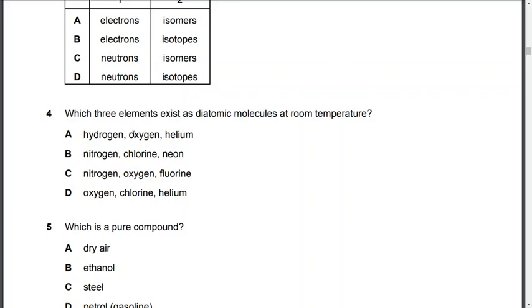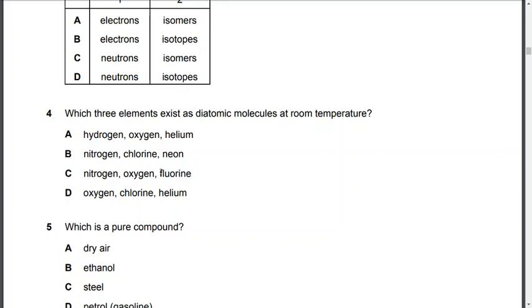So it's definitely not going to be helium, because helium is a noble gas and it doesn't actually form a diatomic molecule. Then coming to nitrogen, yes. Chlorine, yes, but again neon is a noble gas, doesn't form any type of molecule. Then coming to part C, nitrogen, yes, oxygen, yes, and fluorine, yes.